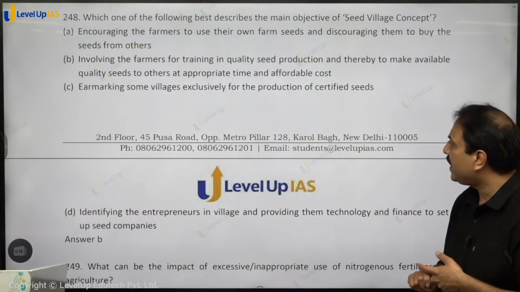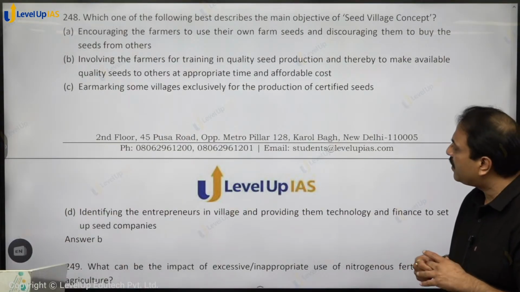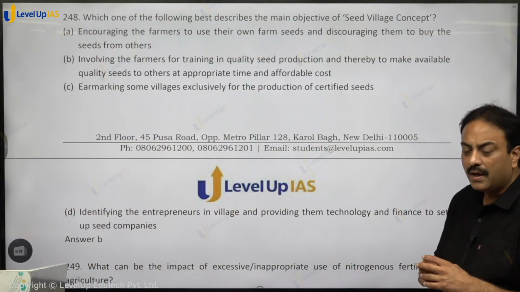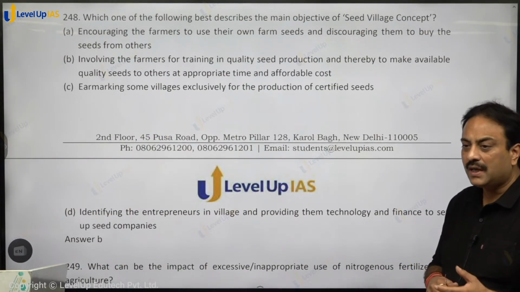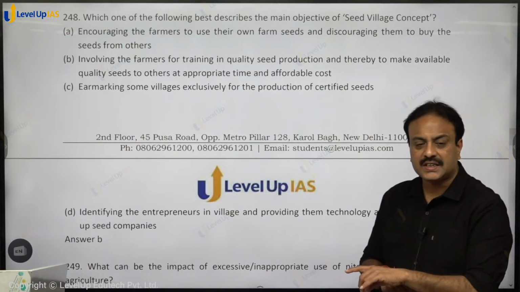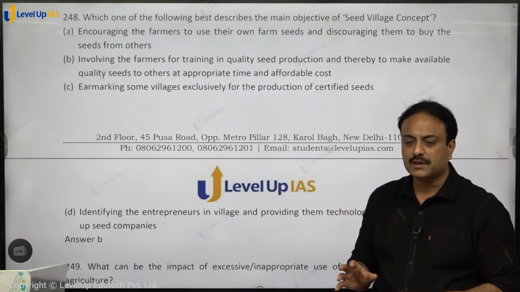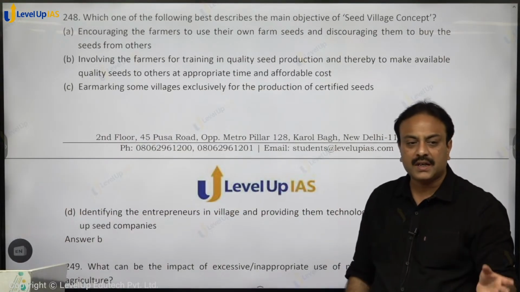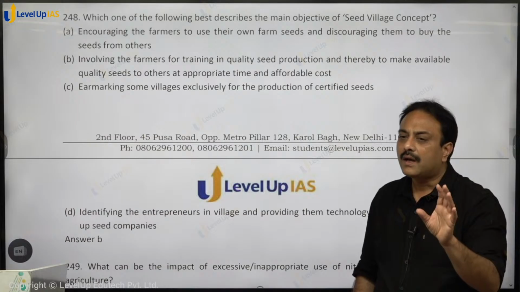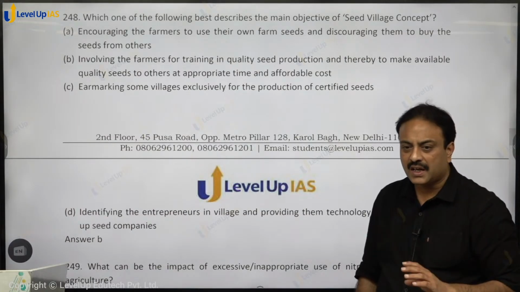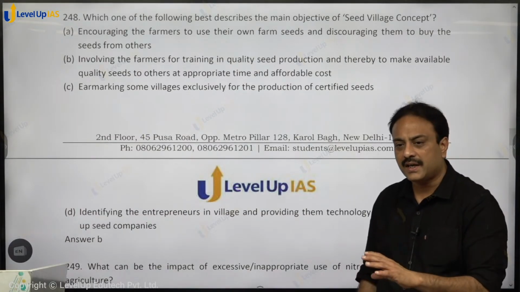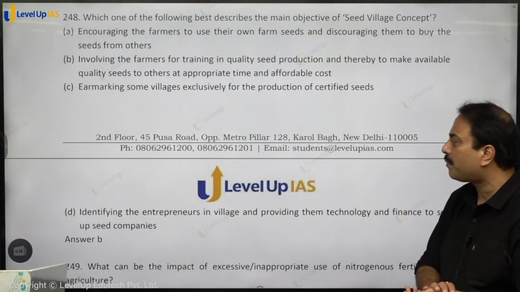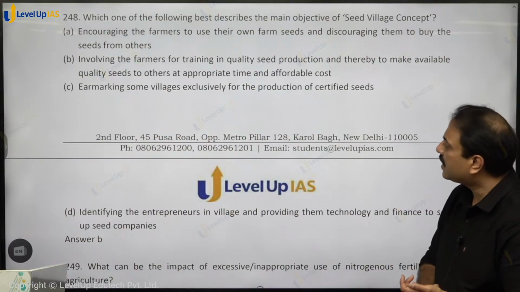Involving the farmers in training in quality seed production and thereby making quality seeds available to others at the appropriate time and affordable cost. Farmer training has to be carried out. They will be trained how to produce good quality seeds depending upon a particular region. So if a particular region has a demand for sugarcane, they will work on sugarcane. A region known for maize, jowar, bajra, ragi, then they will work on jowar, bajra, ragi. A region known for any other type of production, they will work on seeds of that particular crop or produce. So it is a correct one.